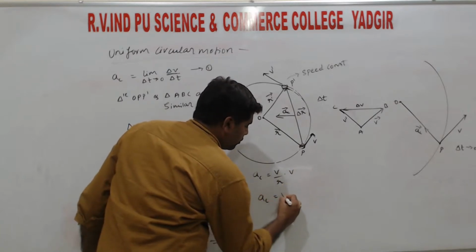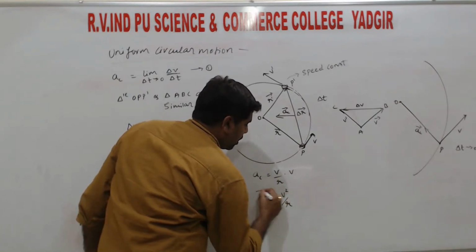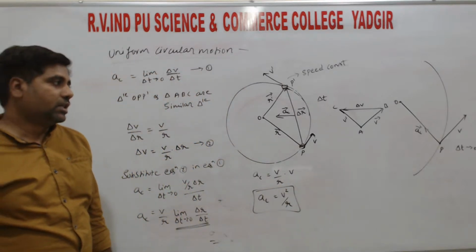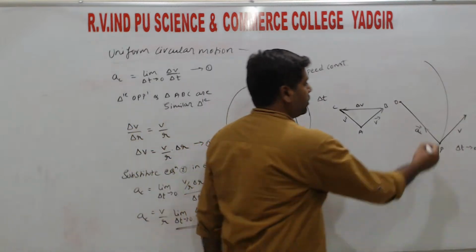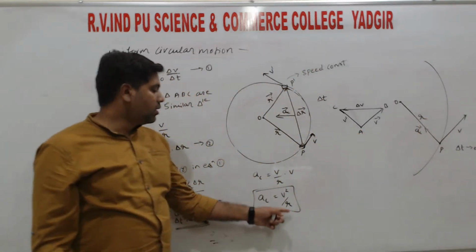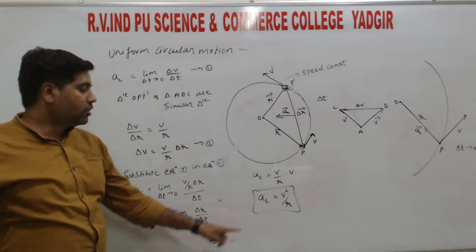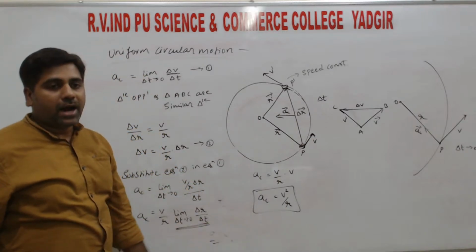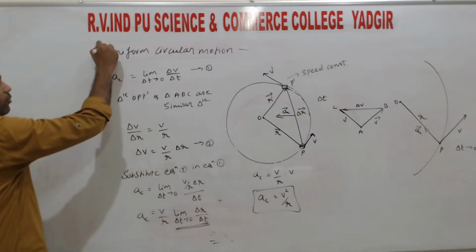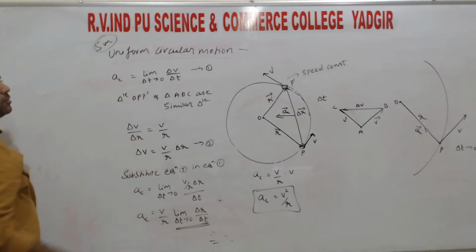So AC is equal to v square divided by r, where r is the radius of the circle and v is the velocity of the particle. So this is the centripetal acceleration. Right? So this derivation is also important for 5 marks.